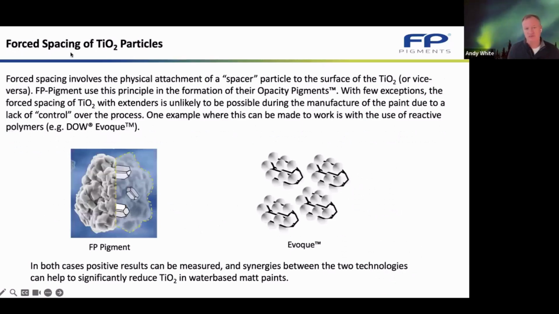There are products that have forced spacing of TiO2 particles. Ours is one of them, where FP put TiO2 inside a particle, so our TiO2 cannot be moved. Evonik have a product called Evoke. There's a resin that spaces TiO2 particles, but that tends to have some viscosity issues and it's very expensive. But these products work in addition to or on top of anything you can do with a filler. So if you're looking to further optimize with new technology, you can look at this sort of technology to do that.